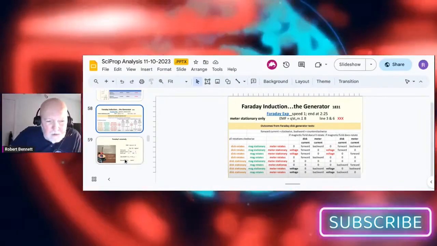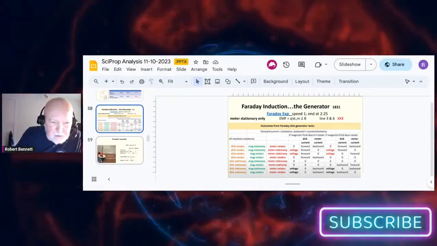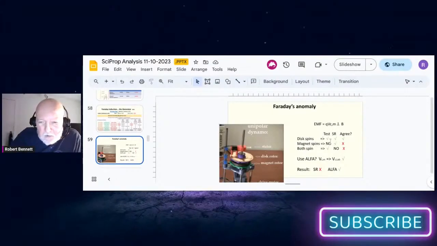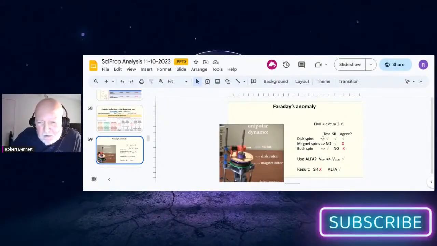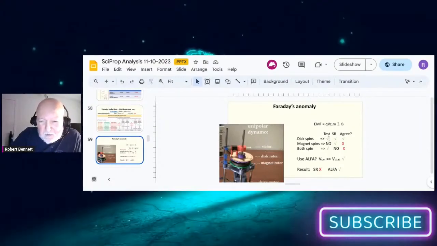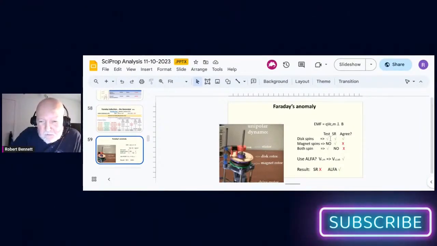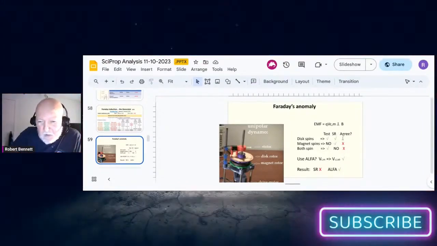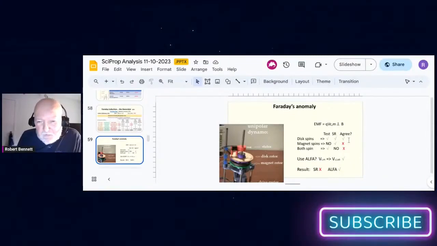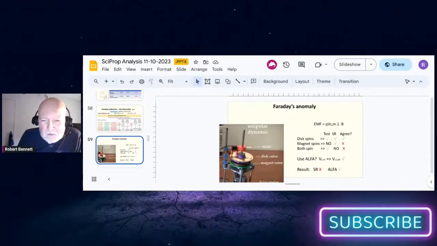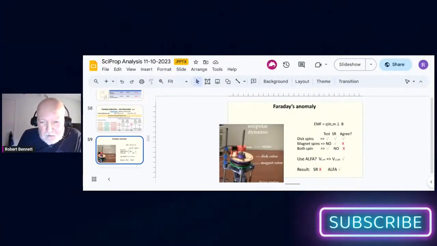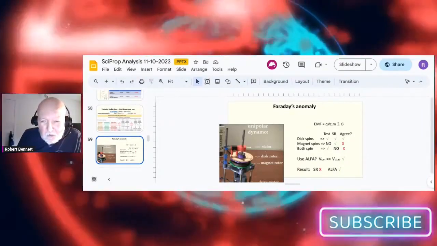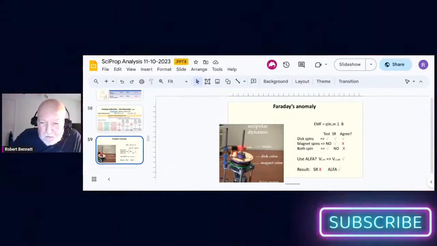What I want to look at next is the summary. When the disk spins, we found that the test agreed with Faraday's law, and so did special relativity. Now, if I use, instead of the relative motion between the conductor and the magnet, the motion of the conductor relative to the Earth, the lab frame, that also agrees.